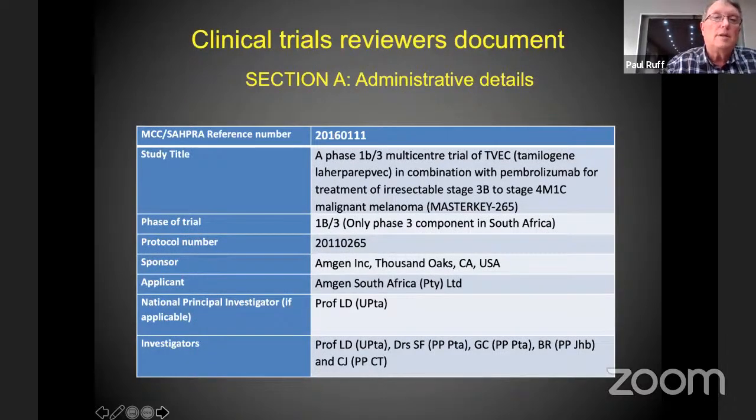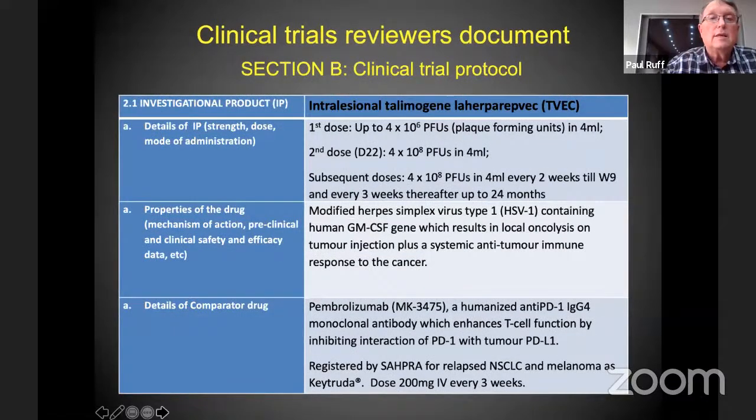And this is just an example of a study. It's not important what the study is, but of the template that the reviewers use. In the first part, we have the SAHPRA number, study title, phase of the study, protocol number, sponsor, applicant, national PI, and investigators. Next, please. Then we look at the details of the RP, how it's given, strength, dose, etc., the mechanism of action of the RP, and comparator drugs need to be looked at. Next, please.